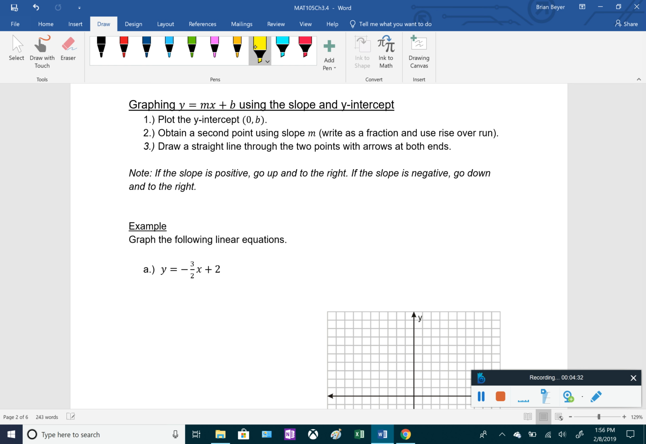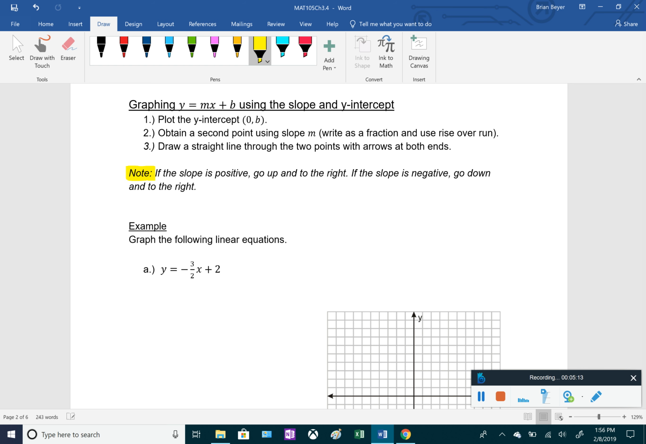And this little note right here is just something to keep in mind. If we have a positive slope, we're going to go up and to the right. If the slope is negative, go down and to the right. So essentially, what I do is, if there's a negative, I just put it with the numerator, and that'll tell you to go up or down, and then you always go to the right. Technically, if the slope was positive, you could go down and to the left, and if the slope was negative, you could go up and to the left.